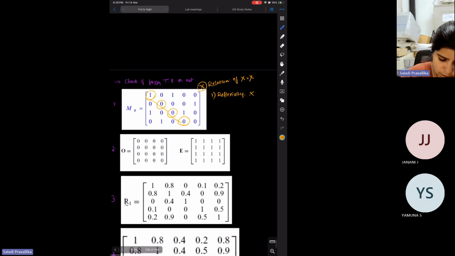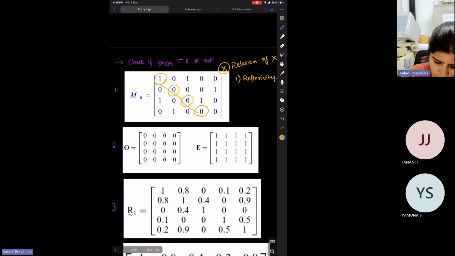So now let's look at this O. Okay. So it's a square matrix, well and good. Then we'll look at this. So we have all zeros for the diagonal, and hence the reflexivity is not satisfied. So O is not an FTR, a fuzzy tolerance relation. Okay. So let us look at E.